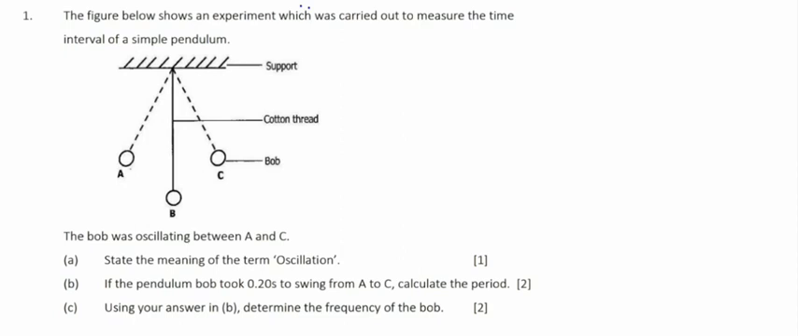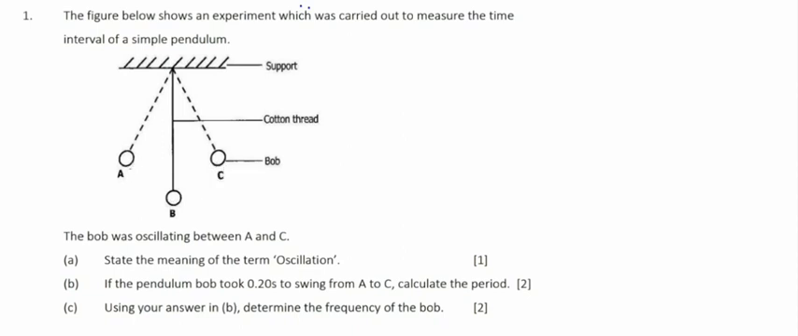The next question says the figure below shows an experiment which was carried out to measure the time interval of a simple pendulum. So the simple pendulum is used to measure the time interval. We have the bulb, the cotton thread, which is also known as the string, and also the support, also known as the fixed point. For one complete oscillation to be made, the bulb needs to move from A up to C and back to A. That's the complete oscillation.